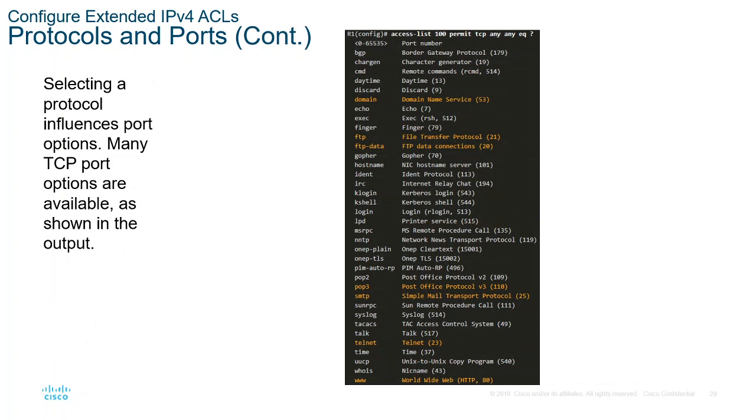Okay, so we look into port numbers. For example, we can configure to permit or deny FTP port, FTP data. For example, POP3 port 110, SMTP port 25, telnet session port 23, HTTP port 80 for web.